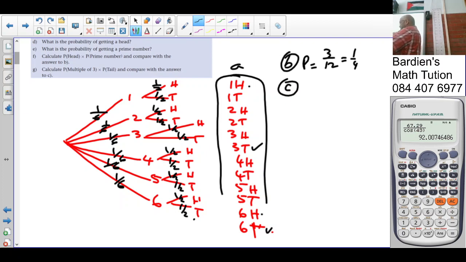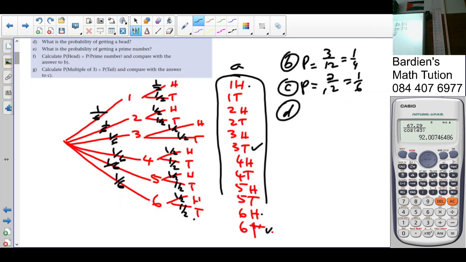Is there any other one that's a multiple of 3 and tails? No. So it's going to be 2 out of 12, which is 1 out of 6. D. What's the probability of getting a heads? How many heads are here? 6. So it's going to be 6 out of 12, which is a half.